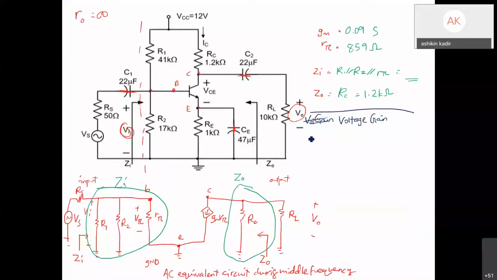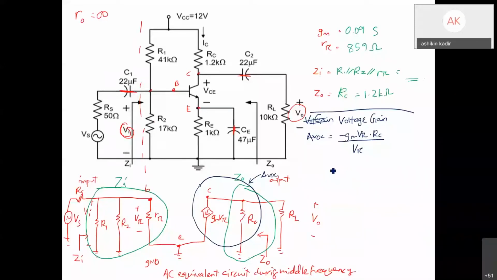So firstly you determine your AVOC, equals to AV without RL. The voltage here is only this one. The output here is taken from this. So it is minus GM V pi multiply with RC divide with input, input is V pi. All of these are parallel, so VI is V pi. Then you get the value.